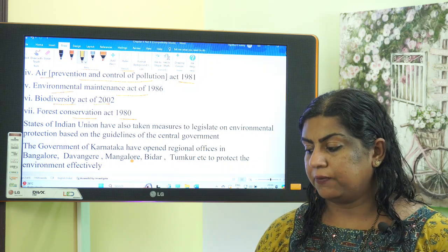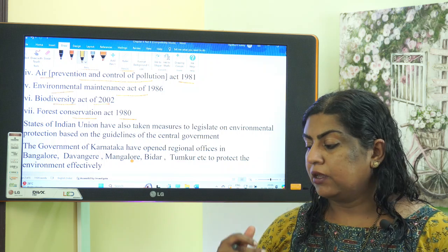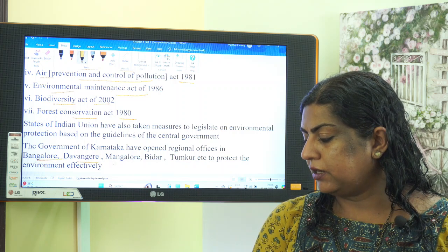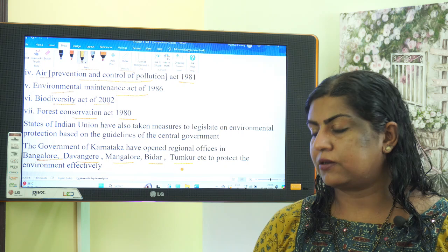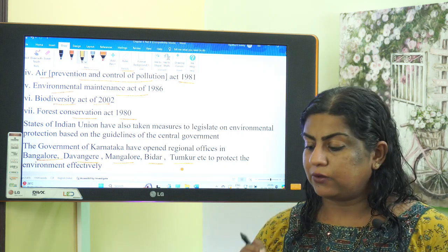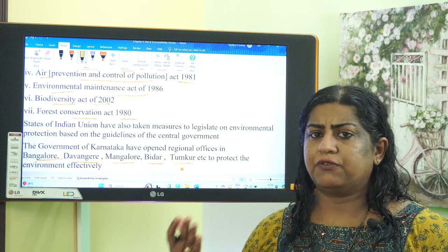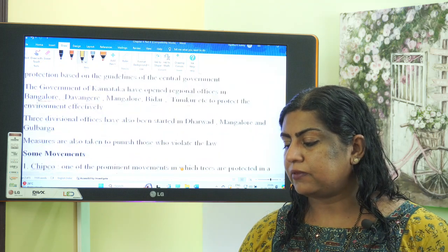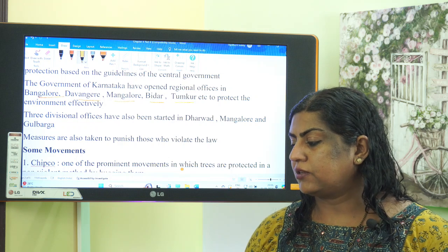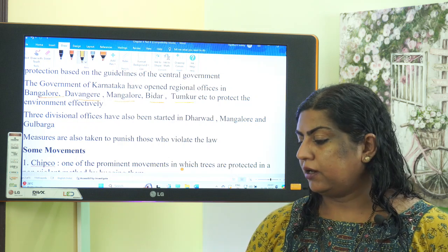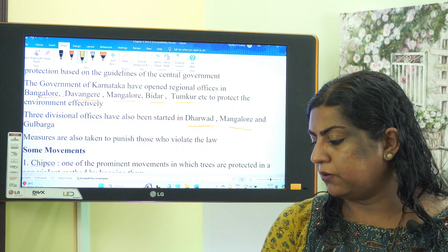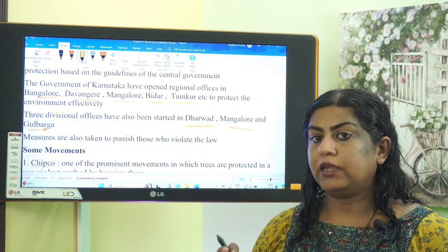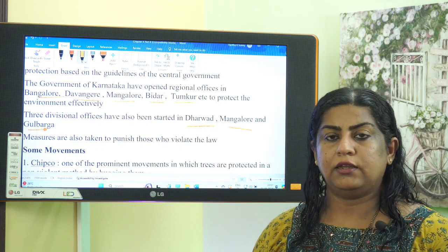Now regarding the Government of Karnataka, it has opened regional offices in Bangalore, Davangere, Mangalore, Bidar, Tumkur, etc. to protect the environment effectively. And 3 divisional offices have also been started, that is in Dharwad, Mangalore and Gulbarga. So measures are also taken to punish those who violate the laws.